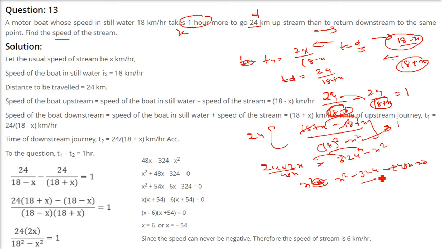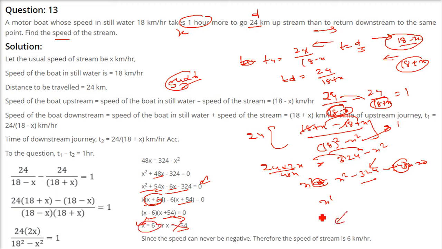So what do we get? This 324 and 48. We have to write 324 as 54 into 6. So x square, you can write this 48x as 54x minus 6x, because 54 into 6 is 324. Take x common, so x plus 54, and take minus 6 common, x plus 54. So x minus 6 and x plus 54 are the factors. This gives x equal to 6, and this gives x equal to minus 54. This we discard. This is the speed of the stream, which is 6 km an hour.